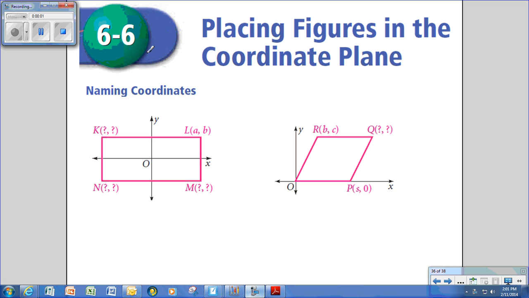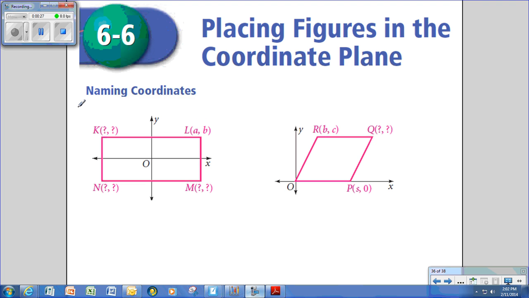Okay, notes 6.6, placing figures on a coordinate plane. So what we're given here is some shapes that we should be familiar with that are placed on a coordinate plane, and we're asked to find the missing coordinates by using the given coordinates. Now the coordinates you're given are very generic, and they're represented by variables.